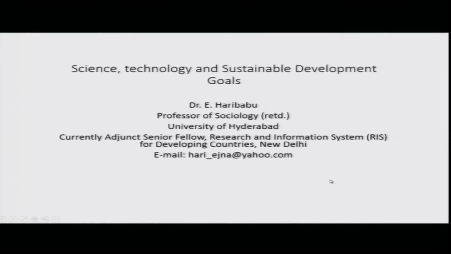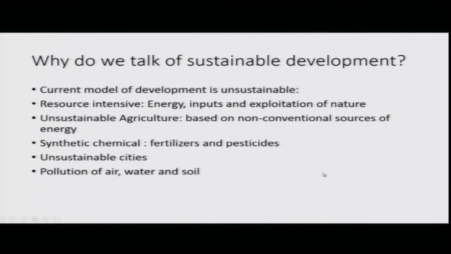See, in this lecture we are going to look at the recently announced Sustainable Development Goals by the United Nations, how these goals are related to science and technology, and how science and technology can be used to realize these goals. Why do we talk of sustainable development today? Because the current model of development is unsustainable, because it is resource intensive.